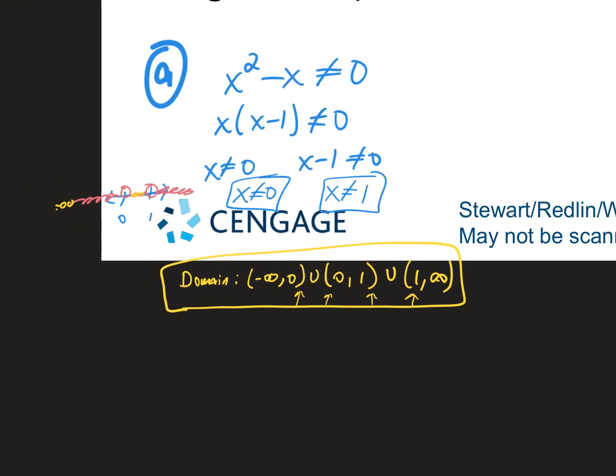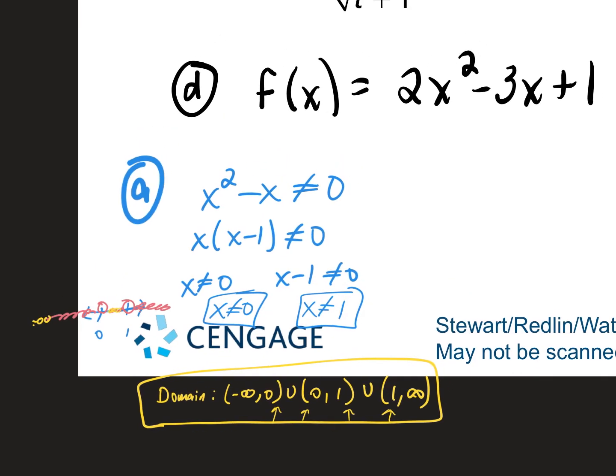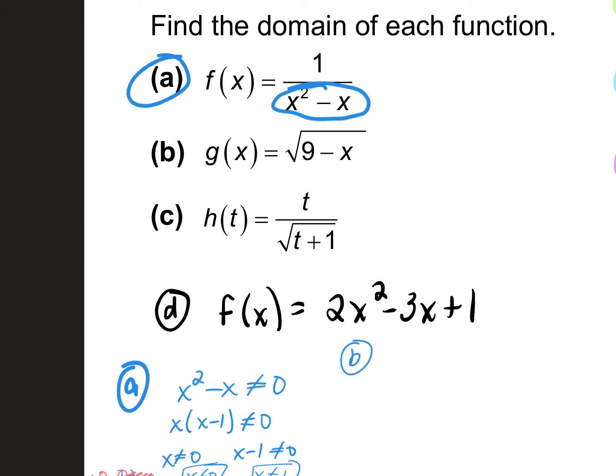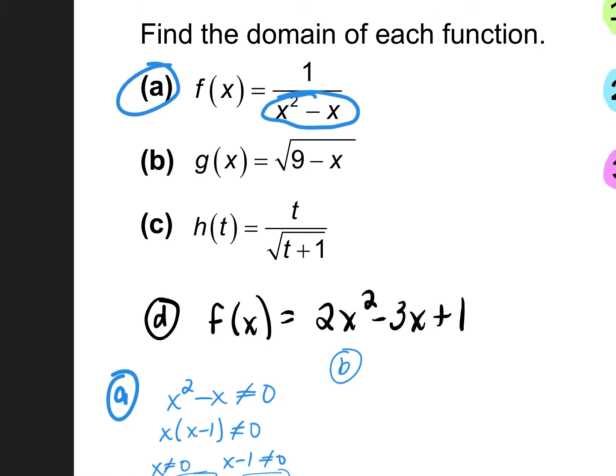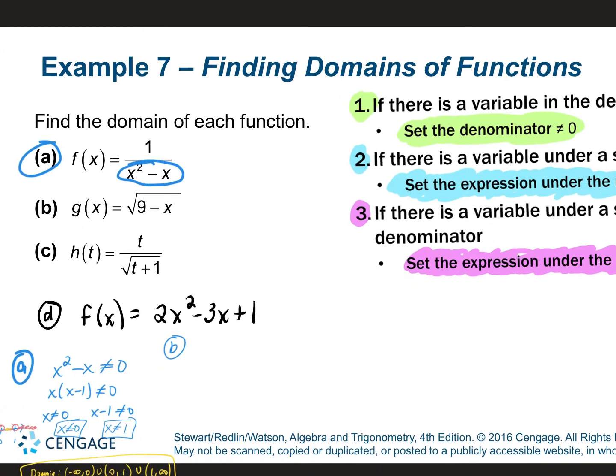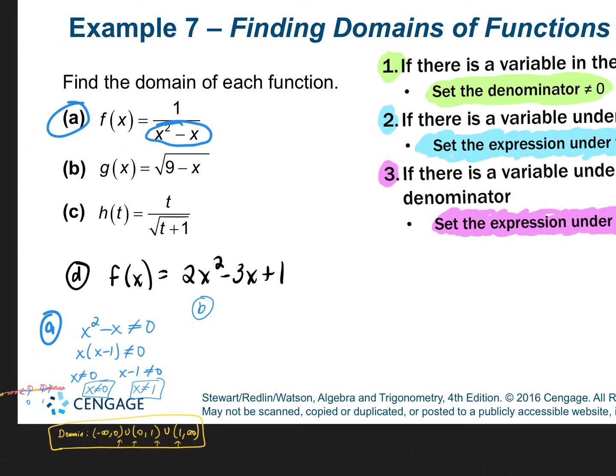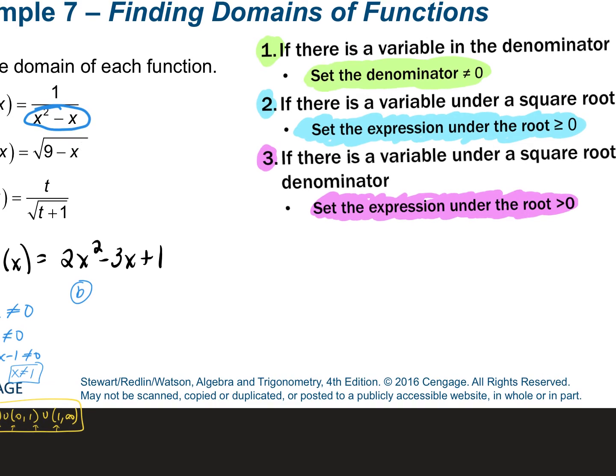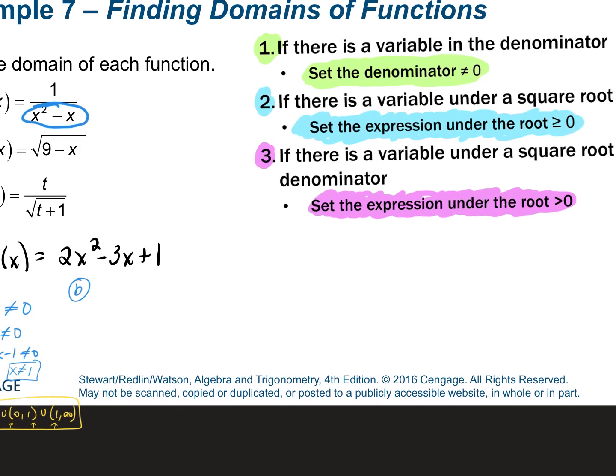All right, let's look at the next one. Let's look at B. We're going to do B together. All right, B. Your B should look like mine. Change it. So look at your rules. Number 1, is there a variable in a denominator? No. Okay, so rule number 2. Is there a variable underneath the square root? Yes. So what does it say to do if you break that rule? Set the expression under the root greater than or equal to 0.